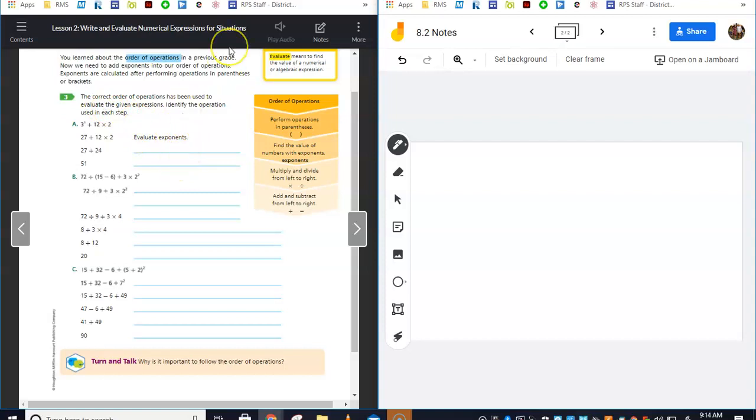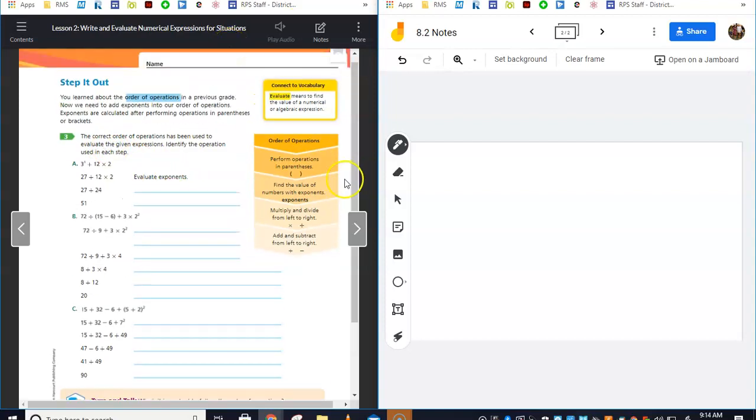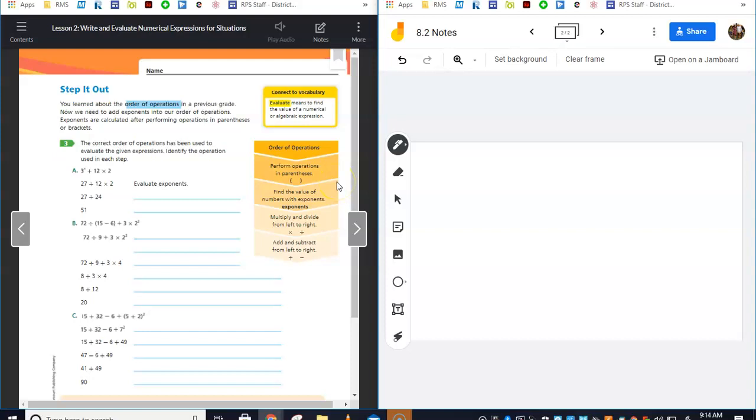Okay, so this has a lot of stuff on it, and if you don't understand the first time I say it, pause it and go back if you need to. If you need to listen to it a couple times, that's fine. You learned about the orders of operations in a previous grade. Now we will need to add exponents into our orders of operations. Exponents are calculated after performing operations in parentheses or brackets.